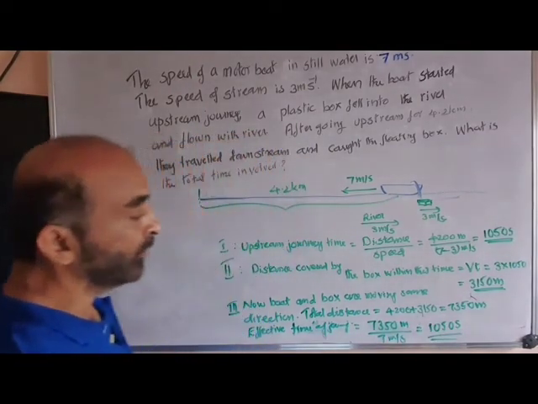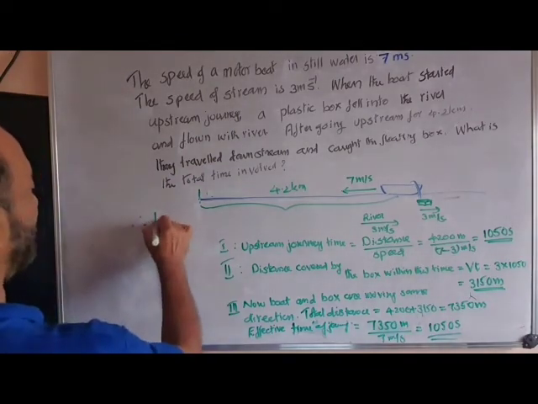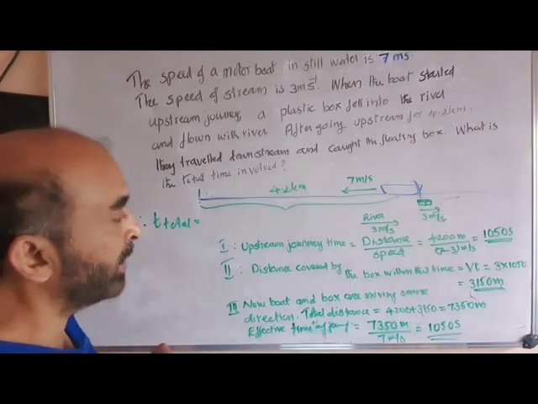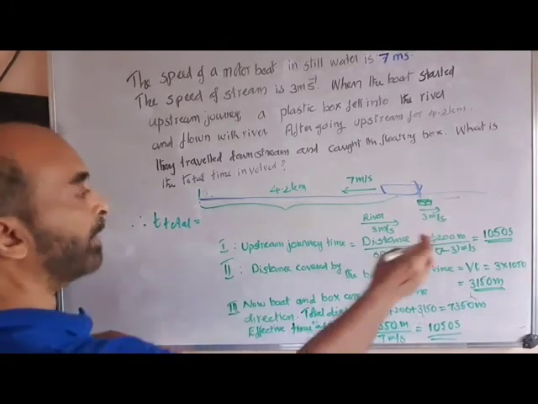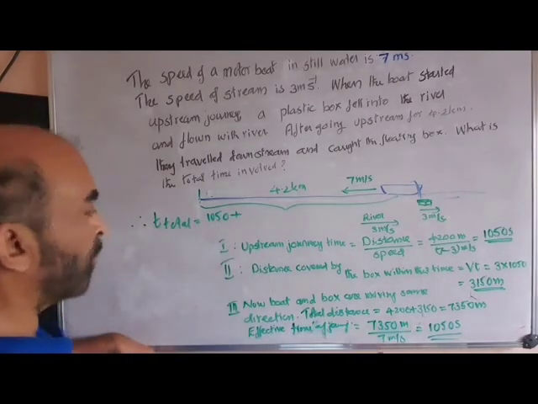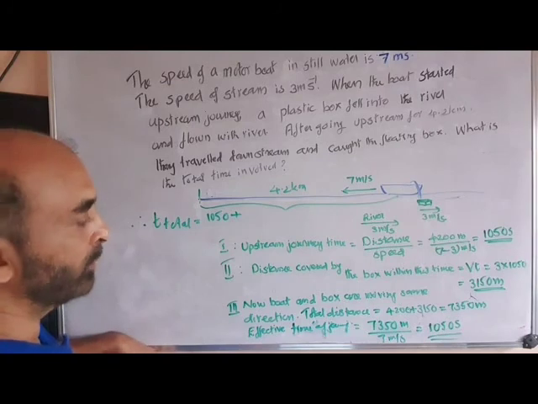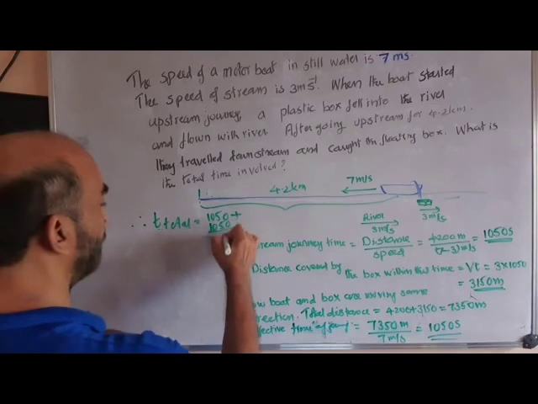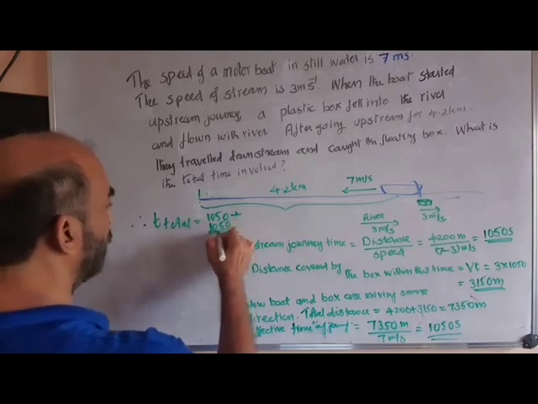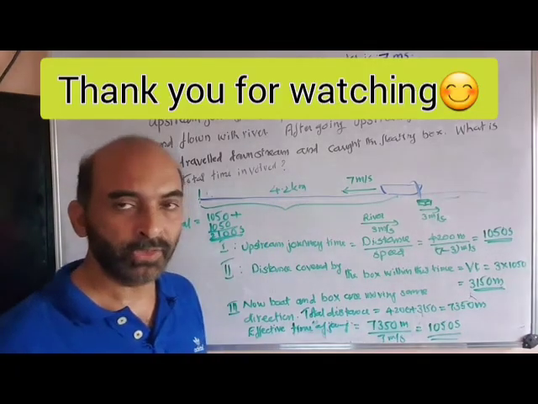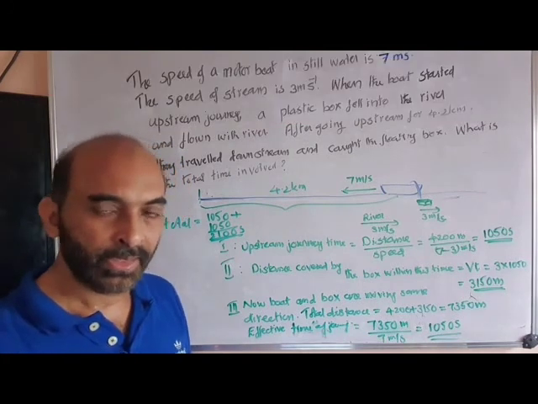But that is not the final answer. Therefore, total time is equal to upstream time plus downstream time, isn't it? Upstream time is 1050 plus downstream is also 1050. So 1050 plus 1050, 2100 seconds. The final result is 2100 seconds. Okay.